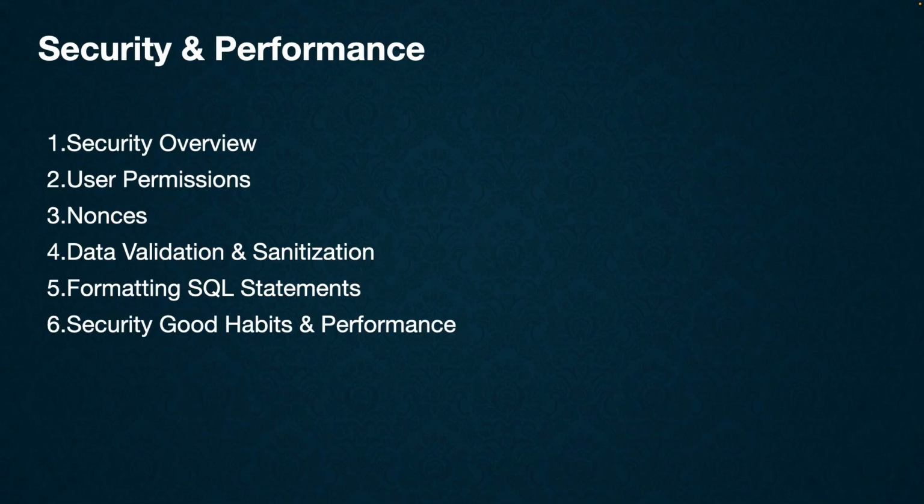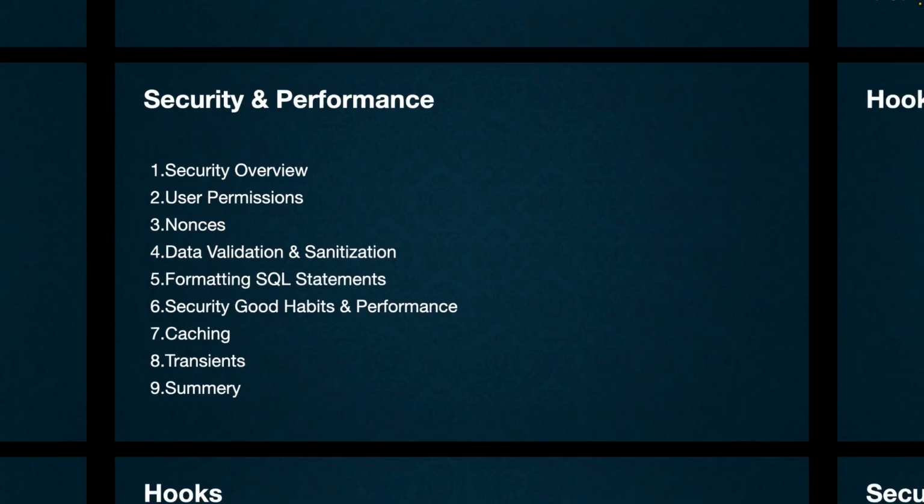And then it has security habits and performance, so we will discuss security good habits and some performance, basically the transient API, which comes from WordPress for caching purposes. The caching and transient, the same thing, I have already discussed. So basically performance, caching and transient, these three I have merged into transient, meaning we will discuss transient. And last, the summary, we will go through all of this a little bit.